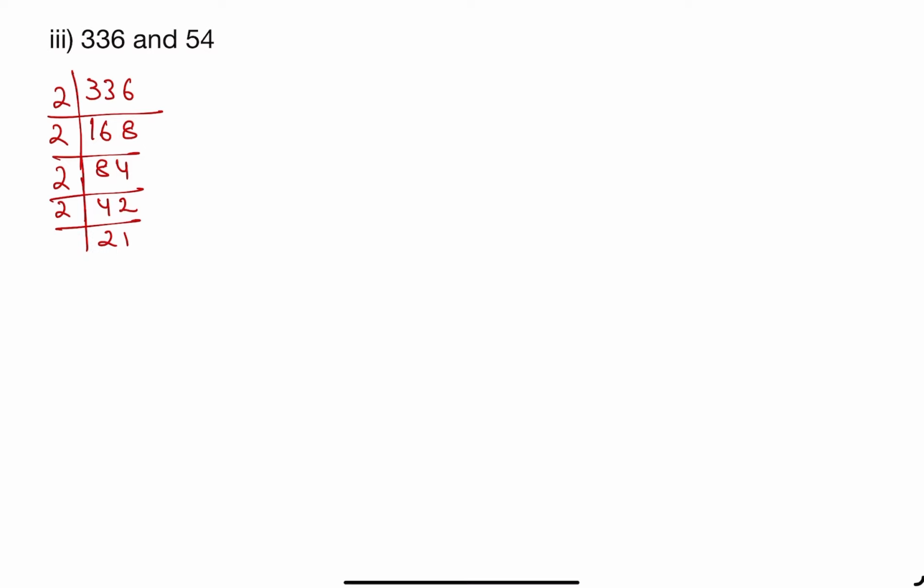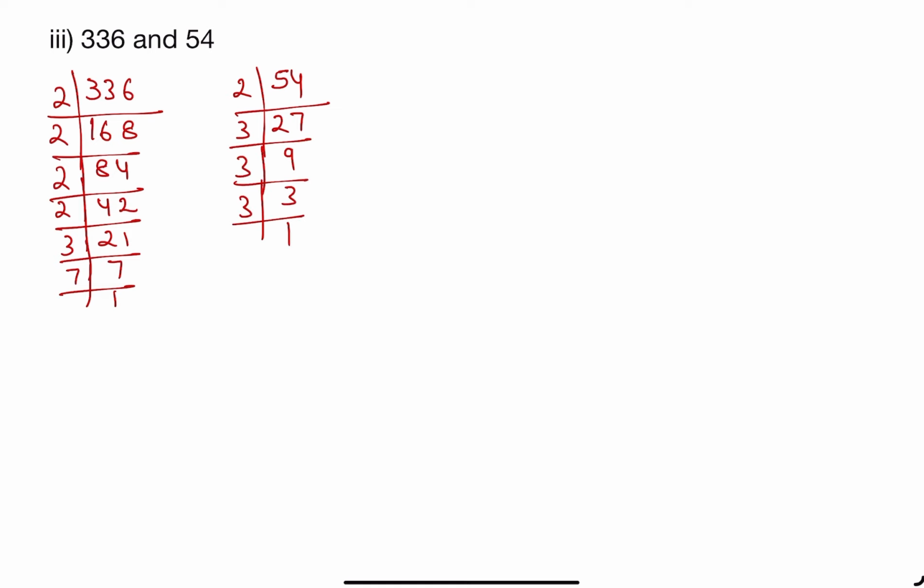Now next is 336 and 54. So this is even, then it will go by 2. Then again by 2. 2 8s are 16, 2 4s are 8. Then again 2 4s are 8, 2 2s are 4. Then again by 2. 21 we know, 3 7s are 21 and 7 is a prime number. Now for 54, this is again even, then 2 2s are 4, 2 7s are 14, 3 9s are 27, 3 3s are 9 and 3 is a prime number.